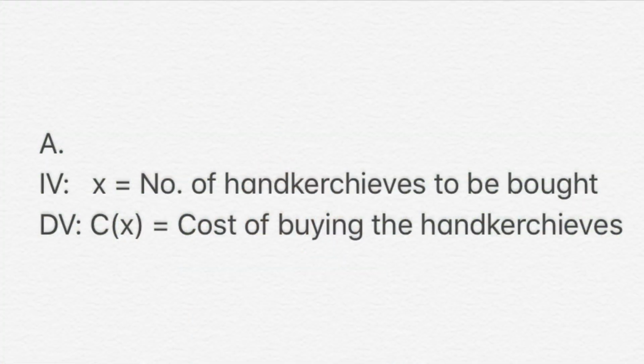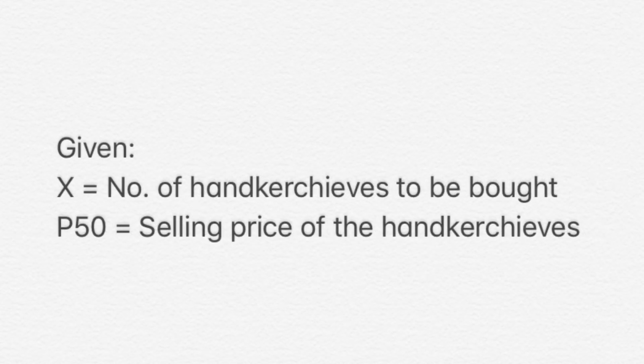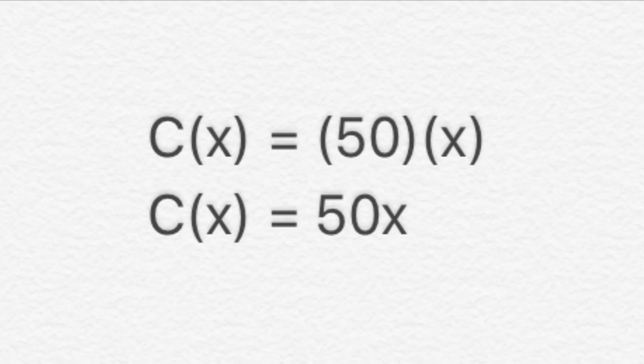Let us first determine the independent and dependent variables. For the independent variable, x is equal to the number of handkerchiefs to be bought. For the dependent variable, C is equal to the cost of buying the handkerchiefs. The givens are x, the number of handkerchiefs to be bought, and 50 pesos, the selling price of the handkerchief. To determine the function, C of x is equal to 50 pesos times the number of handkerchiefs, or x. And so our final answer will be C of x is equal to 50x.